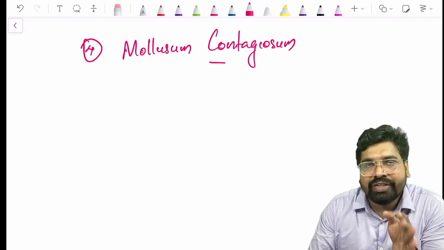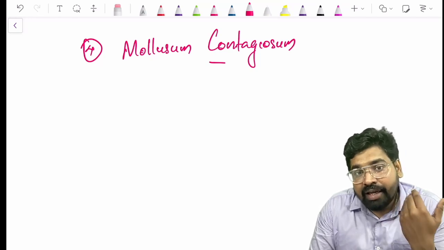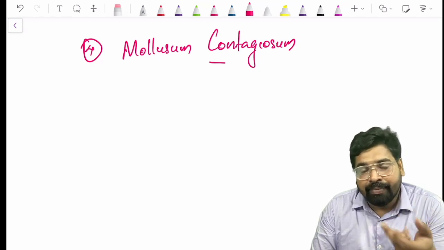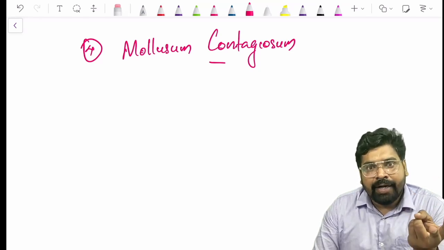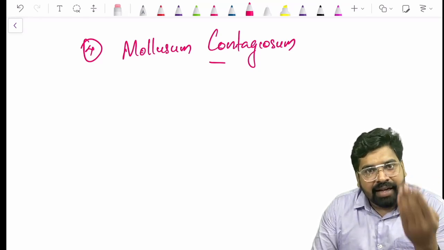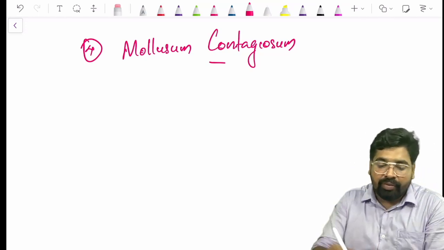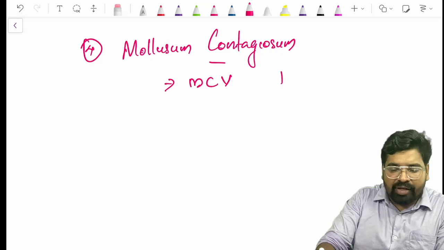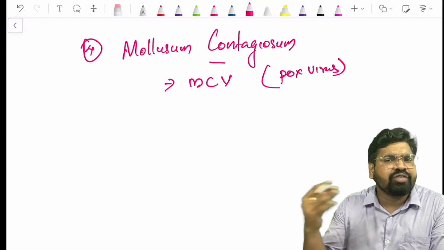That's why there was a question in the NEET paper: which among the following is HPV induced, or all of the following are HPV induced except. The options were squamous papilloma, condyloma acuminatum, multifocal epithelial hyperplasia, and the fourth option was molluscum contagiosum. Molluscum contagiosum is caused by the molluscum contagiosum virus, MCV. That is actually a pox virus. Okay, it's a DNA virus, a pox virus.